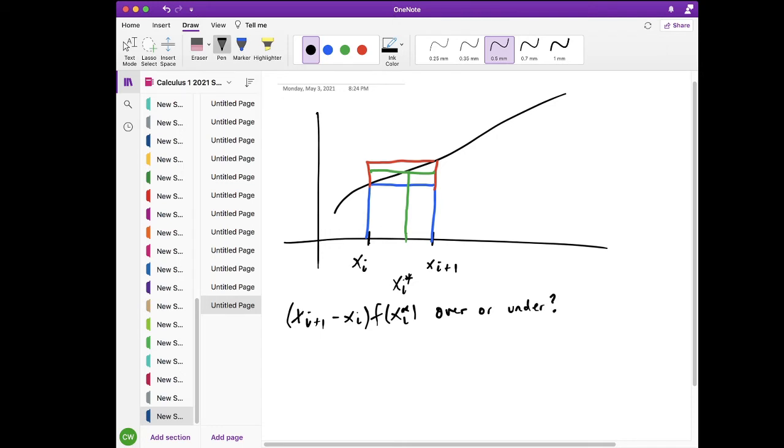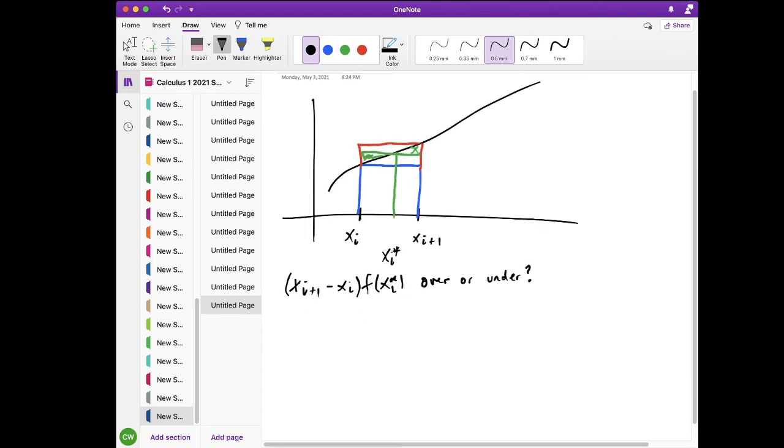Do you see why? Because it's both, right? Sometimes there's stuff that's over, but there's also stuff that's under that doesn't get taken into account. So we don't know which area is bigger. However, what do we know?